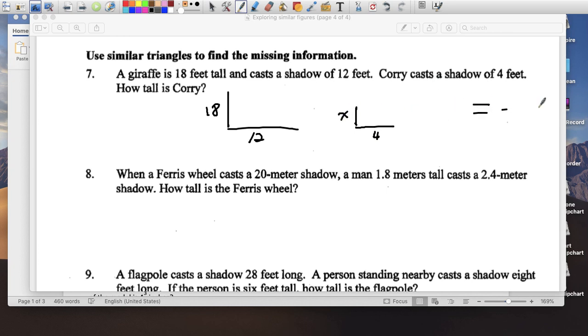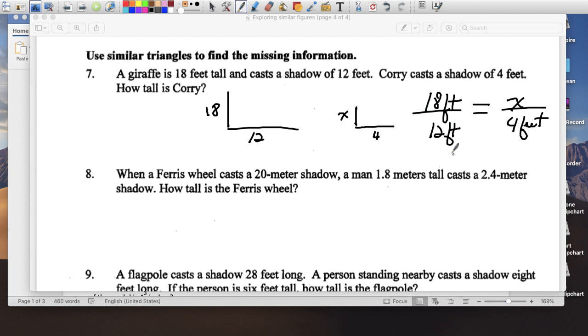So again, in my proportion, it's 18 feet to 12 feet, and on this side corresponds. So 18 feet corresponds to x, and the 12 corresponds to 4. And if we cross multiply and do all that stuff, we can easily.